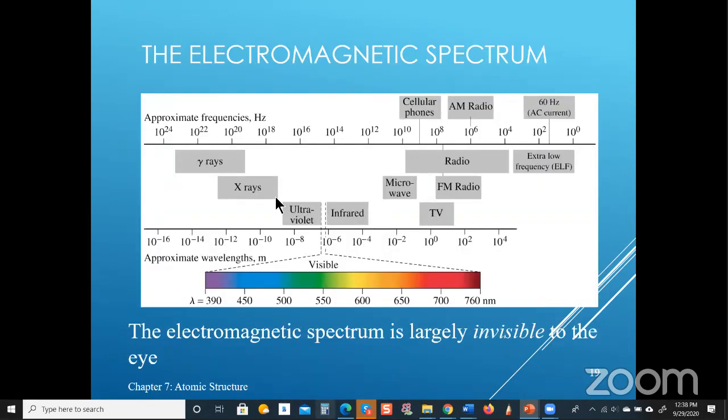You have gamma rays, you have X-rays, you have ultraviolet, then you have the visible region, infrared, and then you have the microwave, radio waves, and extra low frequency wave. All of these forms of radiation have a velocity. I'm going to write it here again.